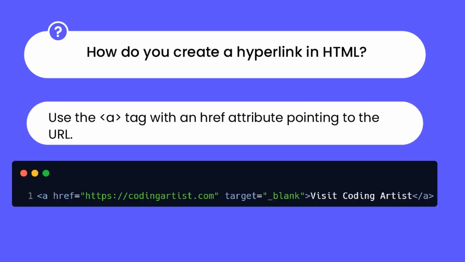How do you create a hyperlink in HTML? For example, look at this code snippet. We are using the A tag with an href attribute that points to a website. The text between the opening and closing tag, like visit Coding Artist, is what shows up as a clickable link on the page. When someone clicks it, they are taken to the URL we have provided.